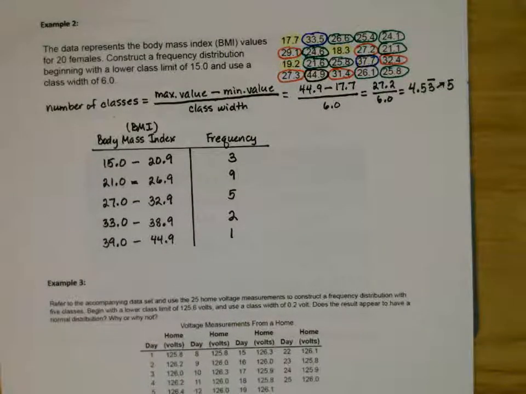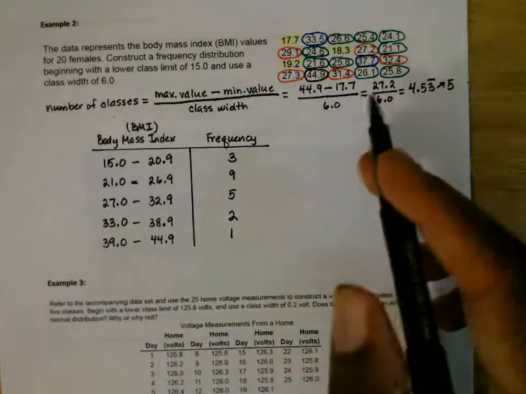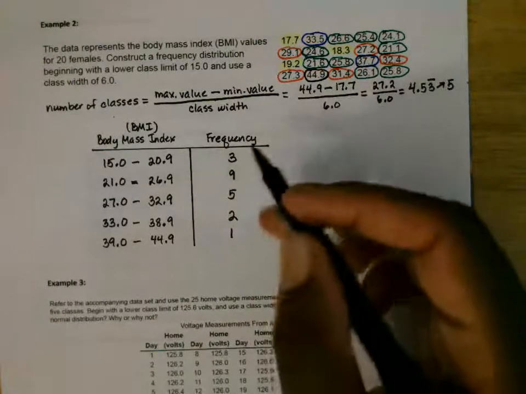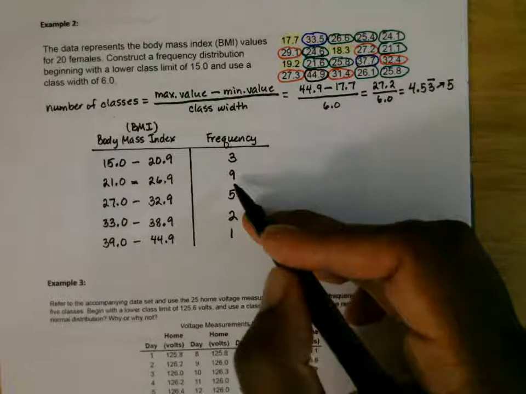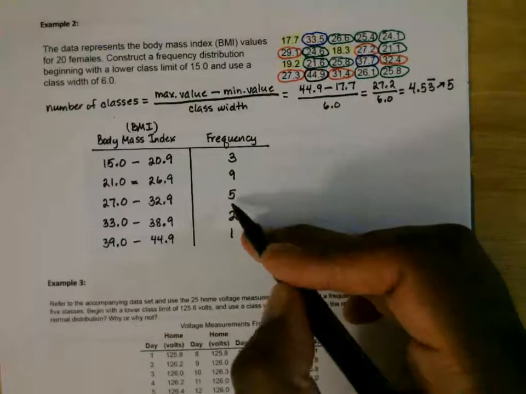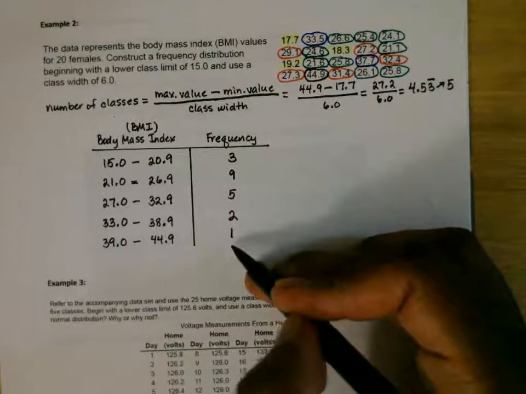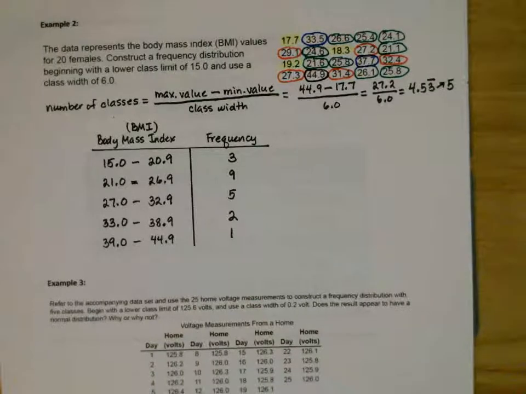Now, there are 20 data values in this set. So if you add 3 and 9, that's 12, plus 5, that's 17, plus 2 is 19, plus 1 is 20. Okay, so this total frequency has to be the same as the number of data values that you have. Otherwise, you made a mistake.